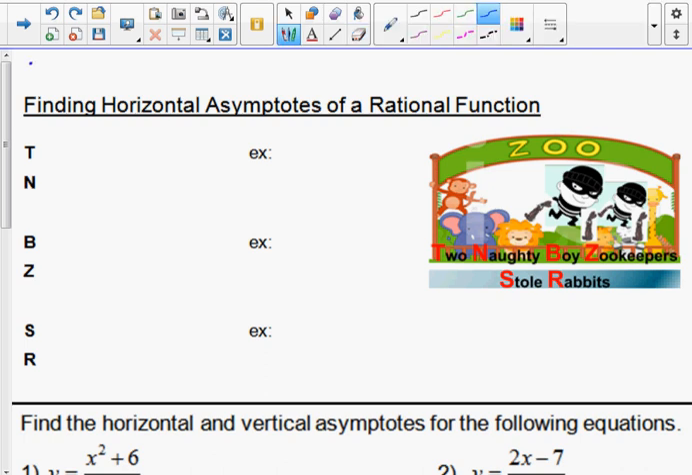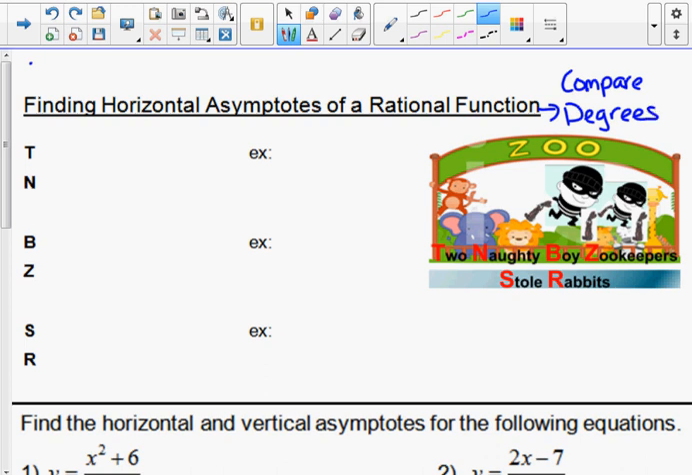This is page 3 for graphing rational functions. What we're doing here is finding horizontal asymptotes of a rational function that is not in transformational form. To do this, what we're actually going to be doing is comparing the degrees. So compare the degree of the numerator to the degree of the denominator.